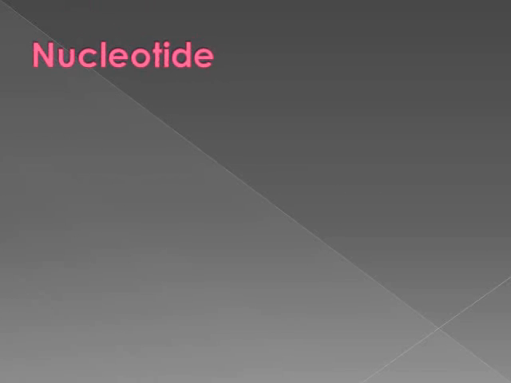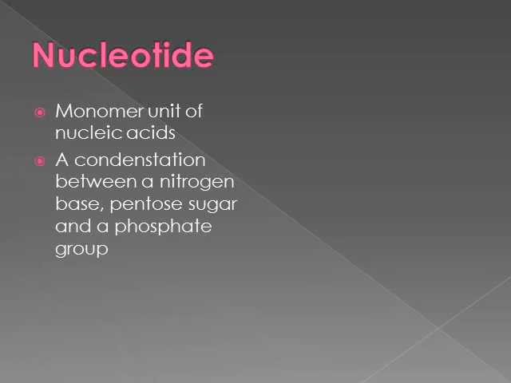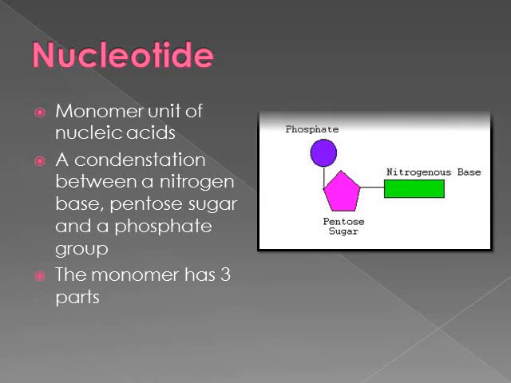So we're first going to look at the monomer unit that we use to build all of our nucleic acids. So our monomer is called a nucleotide, and the nucleotide is a very complex monomer unit made of 3 different parts: a nitrogen base, a pentose sugar, and a phosphate group. And if you look at the graphic here, it's done in a very basic, elementary way of looking at it, but it's a good way for us to see those parts.